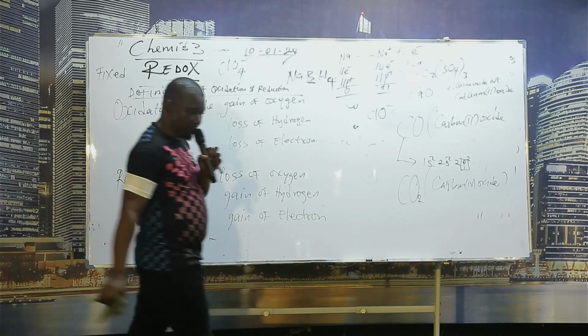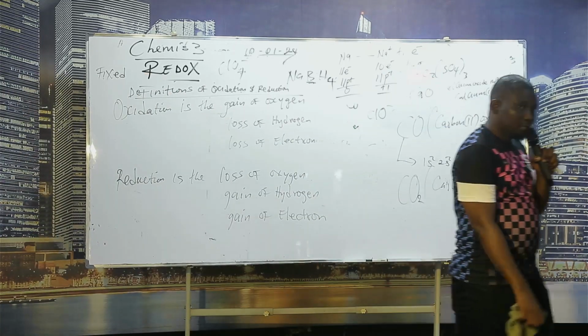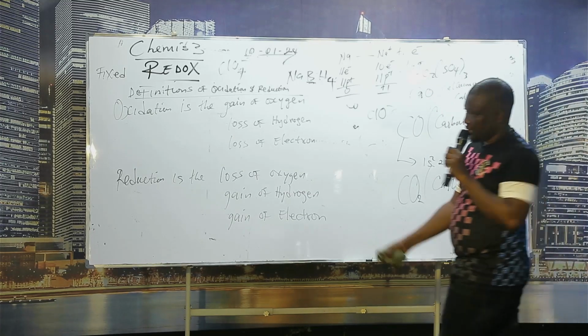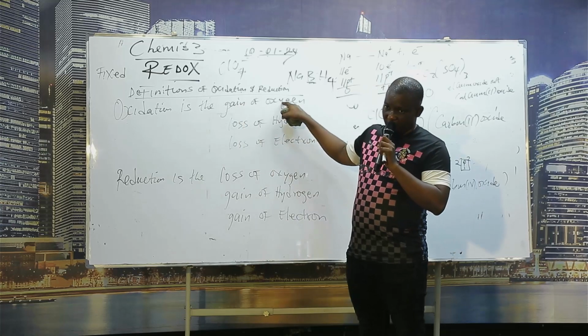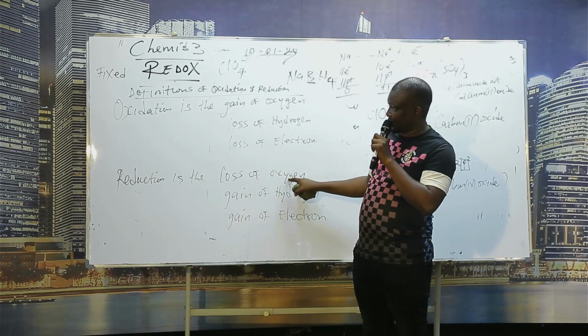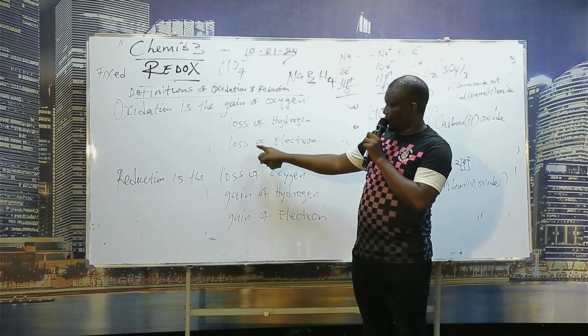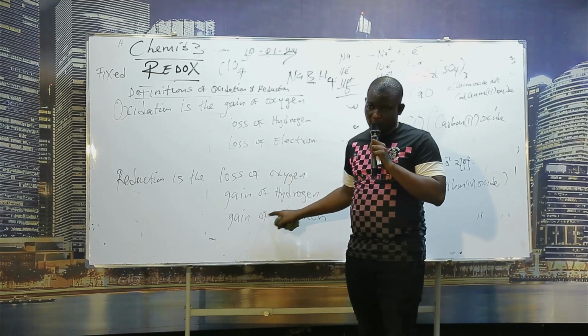Okay, so you now see that reduction and oxidation are two opposite reactions. You know, this is gain of oxygen, loss of oxygen, loss of hydrogen, gain of hydrogen, loss of electron, gain of electron.